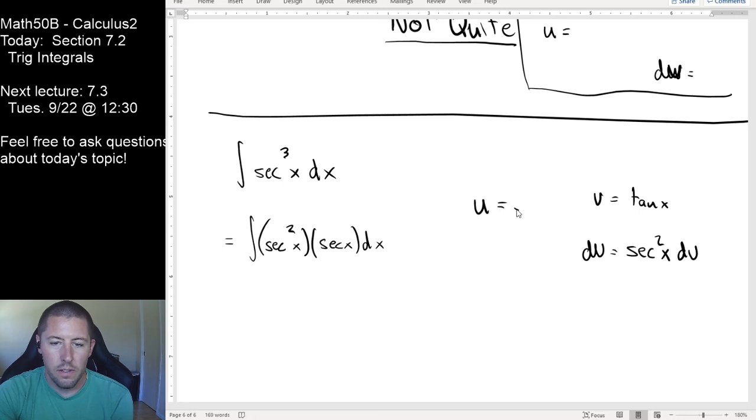Also, u then would be secant. And although this is one of those slightly annoying ones that we probably need to go look up, I remember that the derivative of secant is going to be secant tangent.